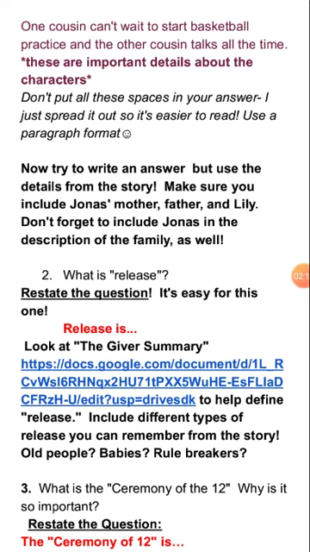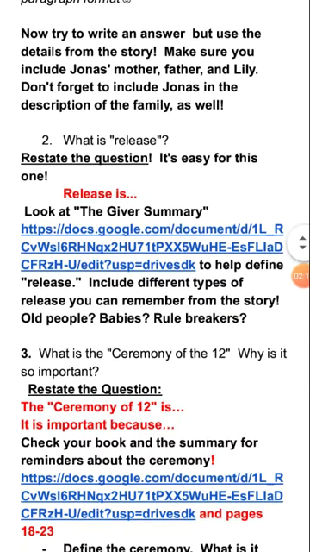Don't put all your spaces in the answers like I did in my example. Just write it in paragraph form. Now you're going to try to write your real answer, but use details from the story. Make sure you include Jonas's mother, father, and Lily. Don't forget to include Jonas in the description of the family as well.